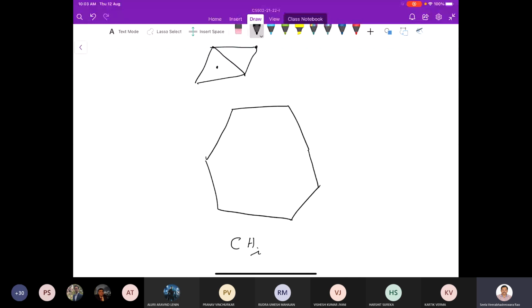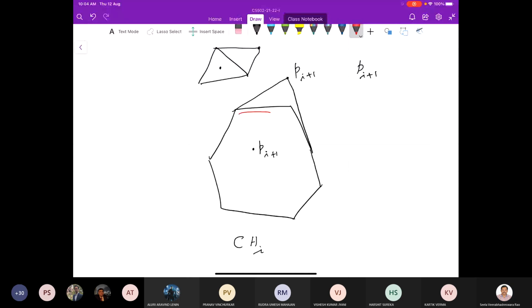Now you are taking the I plus 1 point. This point may be either inside, in which case we do nothing. If it is outside, it can be anywhere. Then what we have to do is find a tangent from this point to this convex hull and update the convex hull by removing this part. So this is the incremental algorithm. This is clear, no?